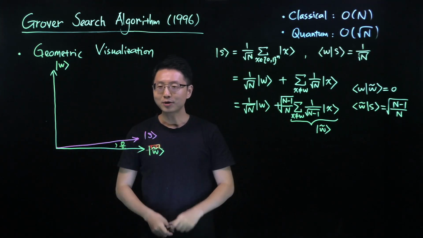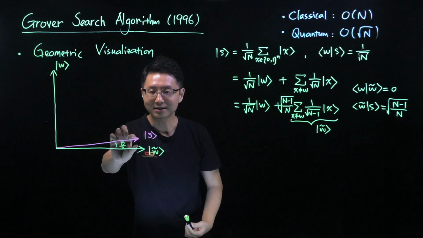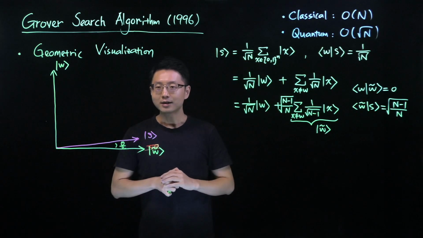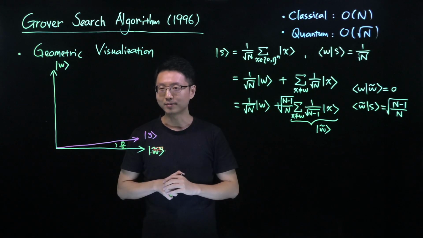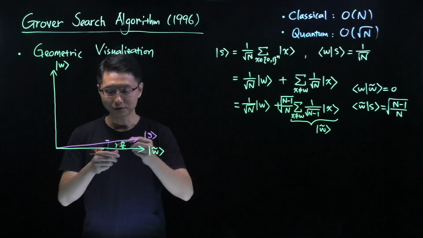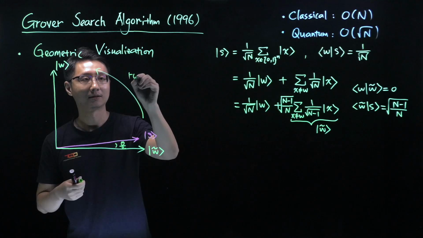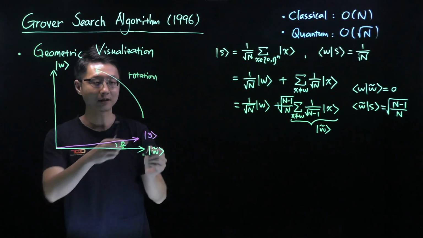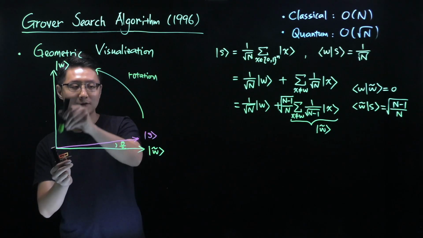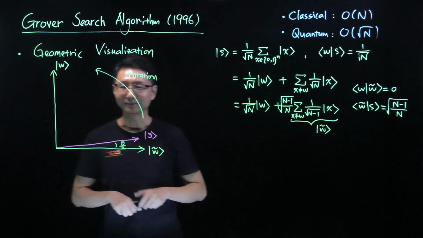Okay, so now suppose we're going to do a measurement. The probability of obtaining the W is just given by the square of this overlap, which is 1 over n, as we have seen before. So how are we going to increase this probability? From this picture, you can see that the idea is that we hope to do a rotation of the equal superposition state towards the W such that the overlap between the final state after the rotation with the W will become larger and larger.